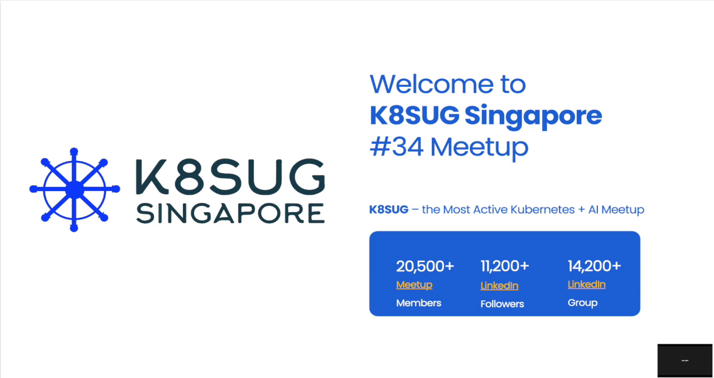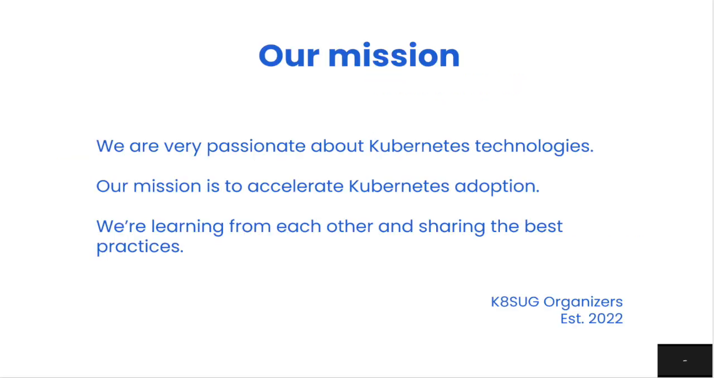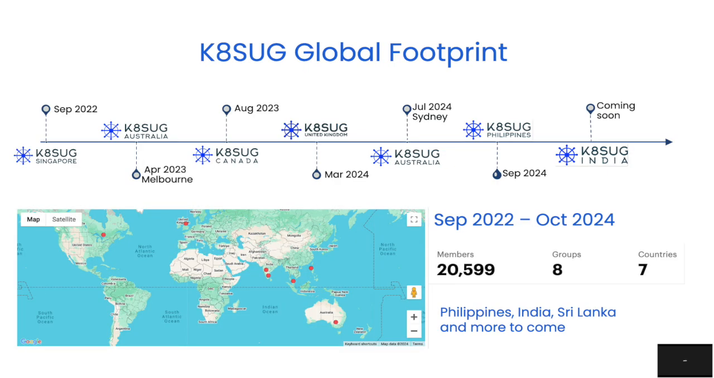Welcome to the 34th meetup here for K8SUG, Singapore. Our mission is to increase Kubernetes adoption everywhere, and that's why we're meeting here. Our main focus is on learning and sharing best practices related to Kubernetes. This meetup is in multiple countries. We started in Singapore, Australia, Canada, UK, and now also in Philippines, India, and Sri Lanka. We have more than 20,000 members in LinkedIn groups. There are around 8 groups related to it, and now we are in 7 countries, as I've told you.